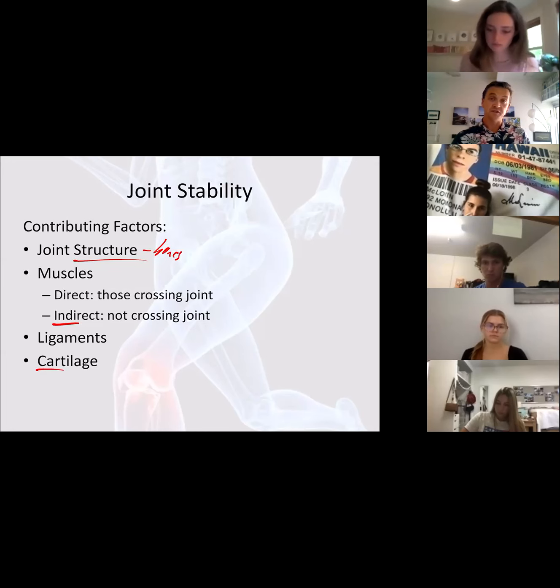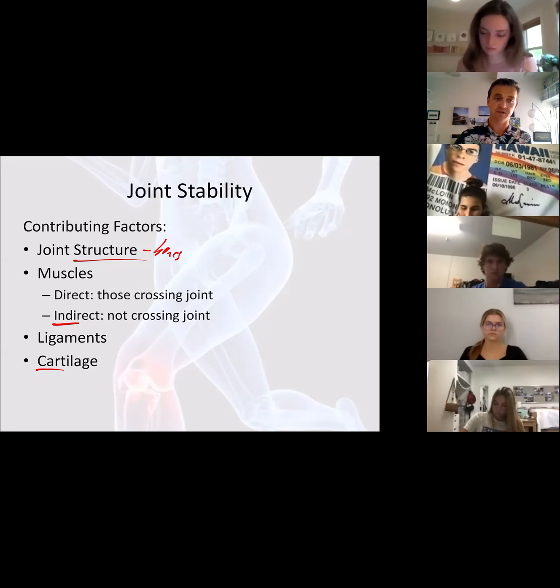And then the cartilage: does the joint we're talking about have a meniscus or not? How helpful is that meniscus? How unhelpful is it? Okay, so we'll look at all these four factors in the three joints that we talk about, the knee, the hip, and the shoulder. Any questions about these contributing factors before we jump into a couple joint examples?